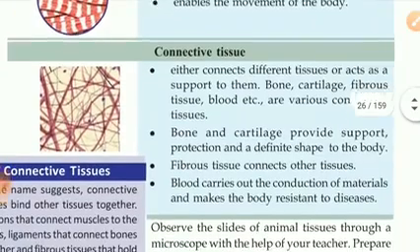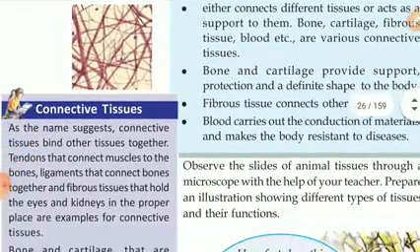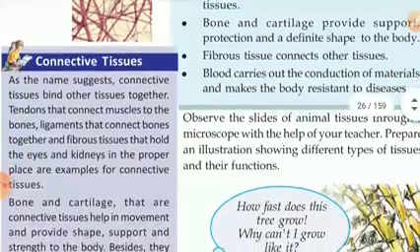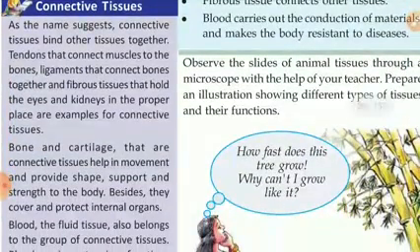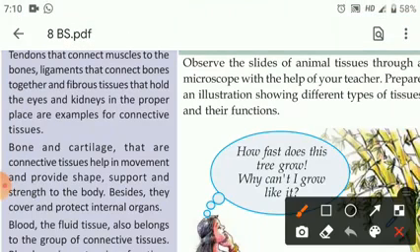So the last one, connective tissue. What is connective tissue? It binds other tissues together. Examples: bone, cartilage, fibrous tissue, blood, tendon, ligament, etc. What are the functions of tendons and ligaments? Tendons connect muscle to the bone. Ligaments connect bones together.